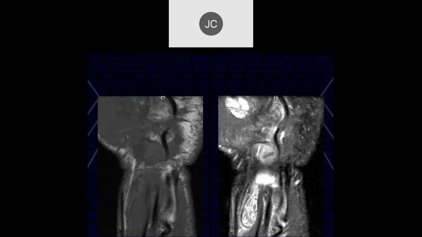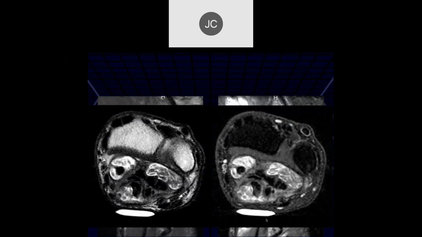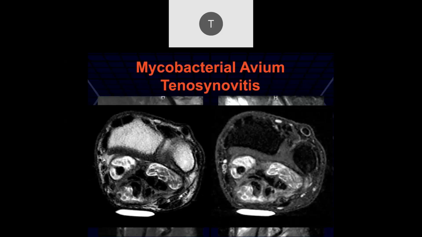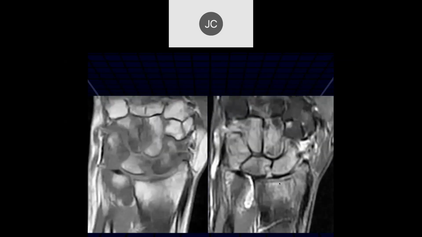Okay. I think this is yours. So still looks like we're in the flexor tendon region, where I see a lot of synovial distension and debris. Similar to the previous one, you see all this synovial thickening and fluid extending along the flexor tendons. Again, probably some sort of atypical. Yeah, this is Mycobacterium avium.